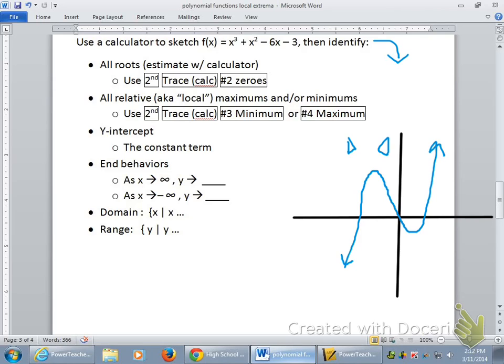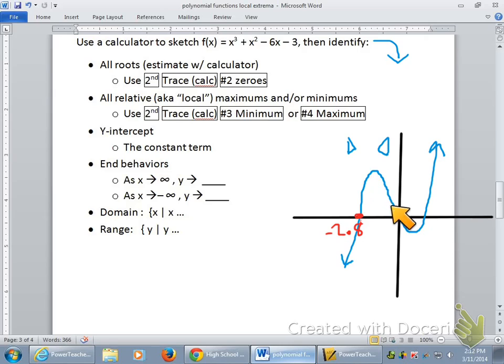And what does it say? It says he has a 0 at negative 2.77. So we'll just round that, and we'll say that's negative 2.8. So that 0 happens at about negative 2.8. So that was just one of them.